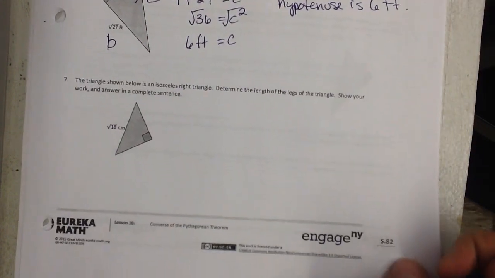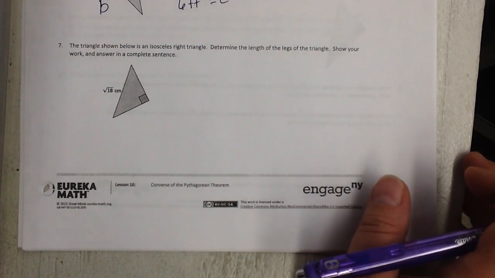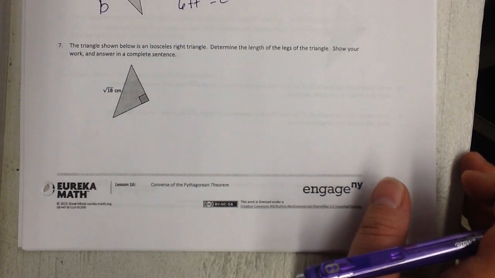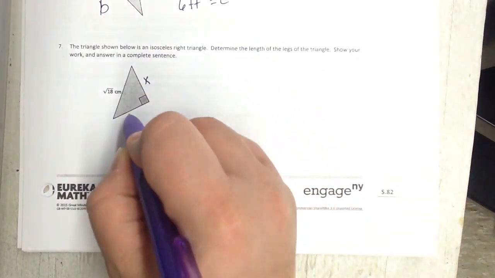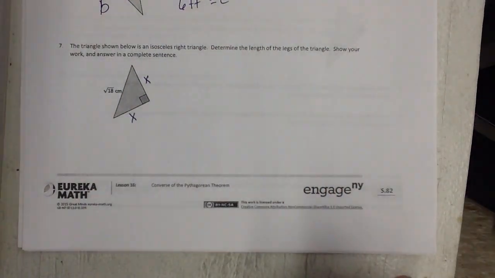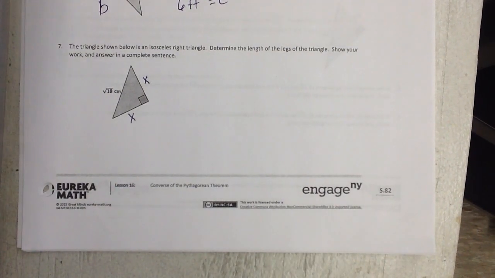Okay, sorry, 7. The triangle shown below is an isosceles right triangle. Isosceles triangles mean that two of the sides are the same length. So that would mean this is x and this is x. They're the same length. Determine the length of the legs of the triangle. Show your work and answer in a complete sentence.